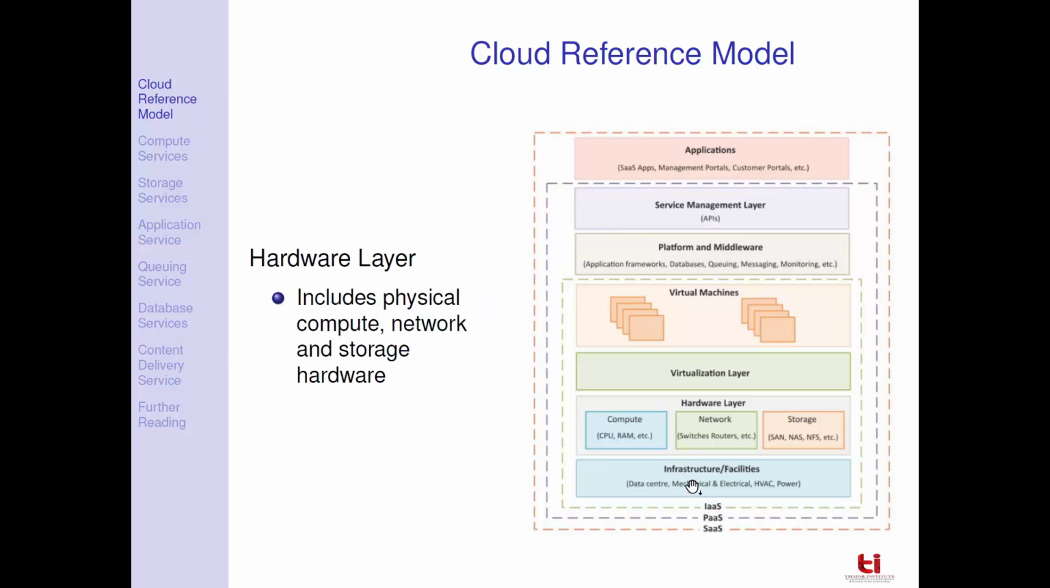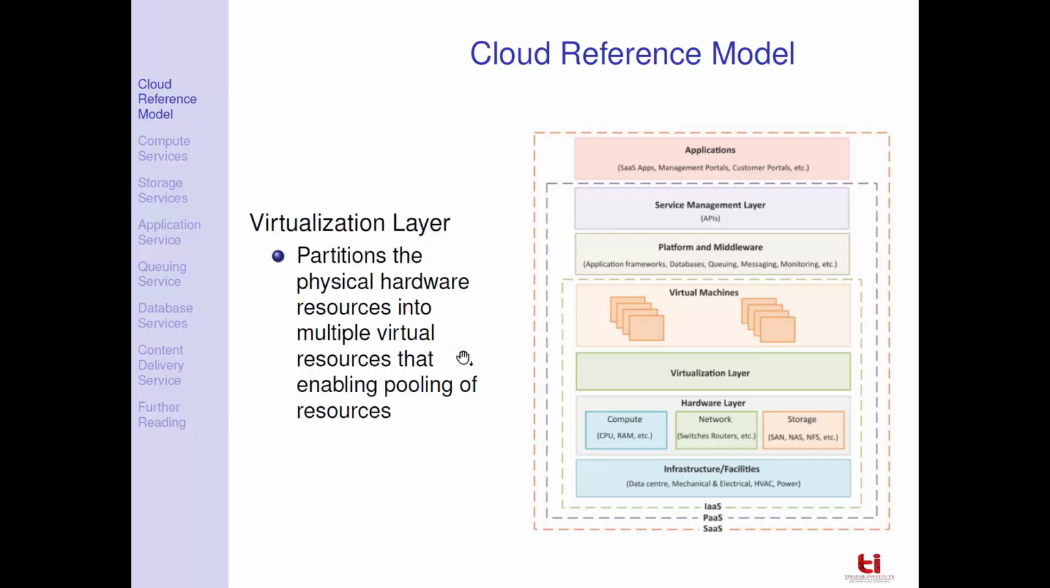The layer above the infrastructure layer is the hardware layer. So the hardware layer includes the physical computers, network and storage hardware. On top of the hardware layer is the virtualization layer. This is the layer of indirection, and we have discussed at length regarding virtualization in previous lectures. So basically it partitions the physical hardware resources into multiple virtual resources, enabling pooling of resources.